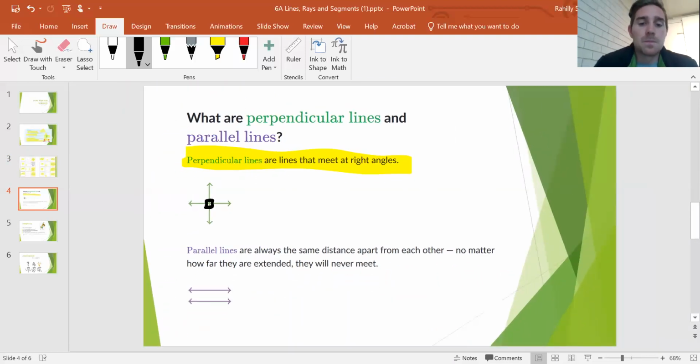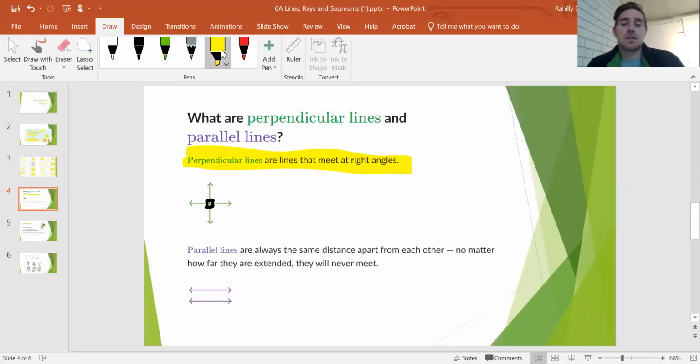Okay. And then parallel lines are always the same distance apart from one another. No matter how far they extend, they will never meet. I'll keep relating back to the train tracks because that's probably the easiest way to explain it. Something visually that you guys know about. Train tracks, they go the same way, they're the same distance apart the whole time, and they never cross over. Parallel lines are like train tracks, basically.